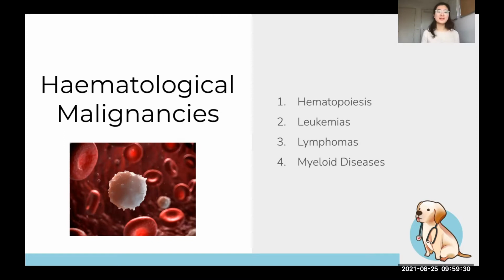Today, we will just be going through hematological malignancies. So I'll be talking a bit about hematopoiesis, which is the production of different kinds of blood cells. And once we know what happens normally, then we will go on to talk about what happens when things go wrong. So those are going to be your leukemias, lymphomas, and myeloid diseases.